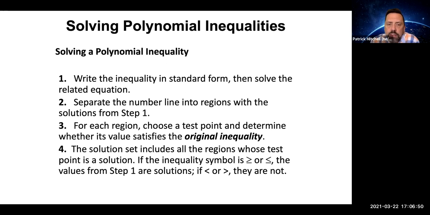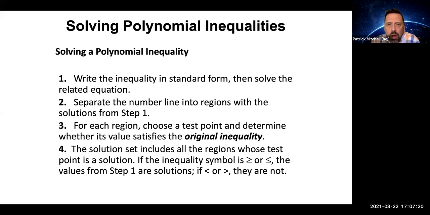All right, and then the solution set will include all the regions whose test point is a solution. And then we come to the point of deciding whether or not to include the solutions from step 1. If the inequality symbol is greater than or equal or less than or equal, the values from step 1 are included. And if it's less than or greater than, they are not included. Okay, so that's a lot to take in.